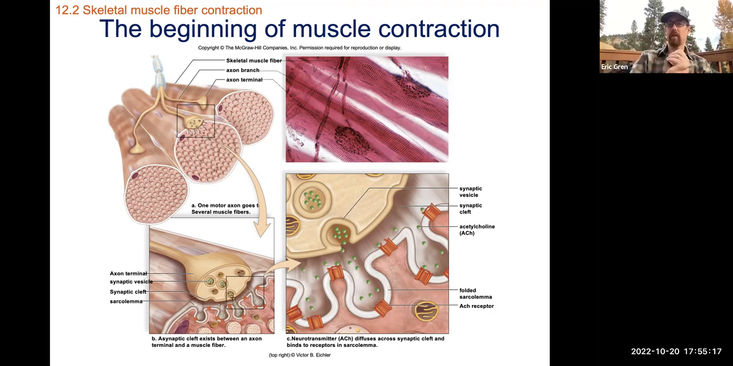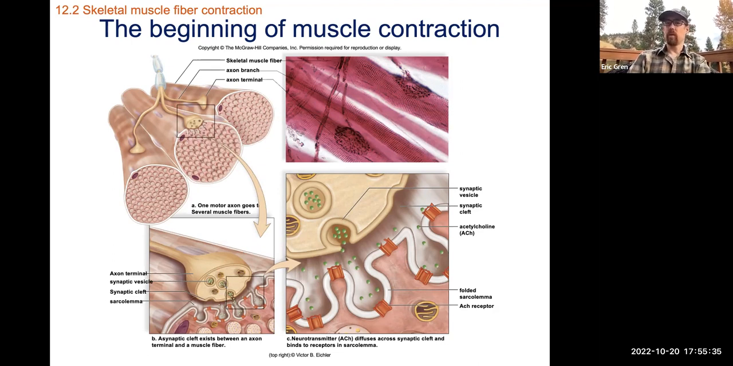We call that the axon. So then the end of the axon is called the axon terminal. And it's inside this axon terminal that we have all these little synaptic vesicles that are filled with that neurotransmitter, that acetylcholine, okay?